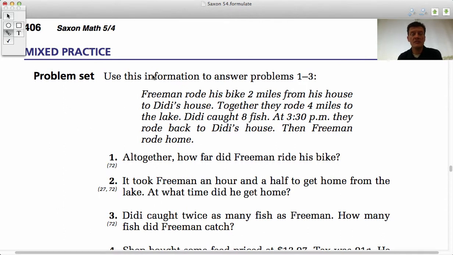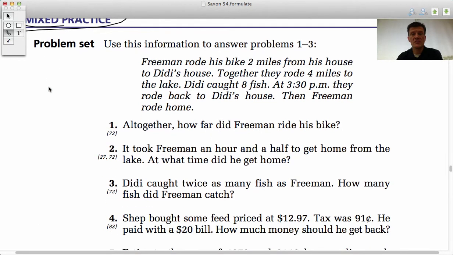Okay, you can pause here after you've done everything and make sure you then work through the mixed practice and then come back and we'll talk about some of these problems.